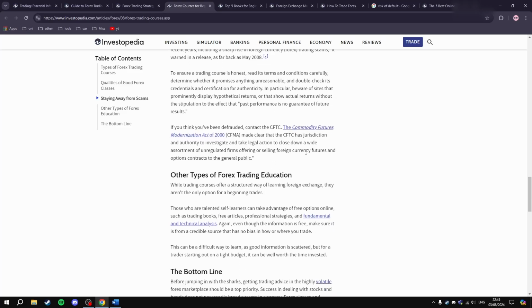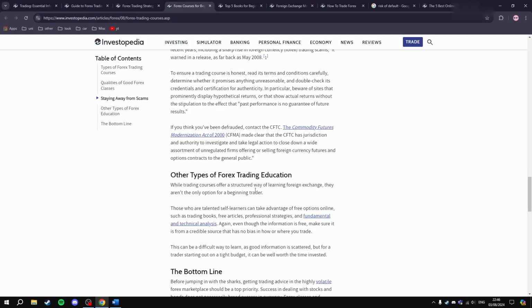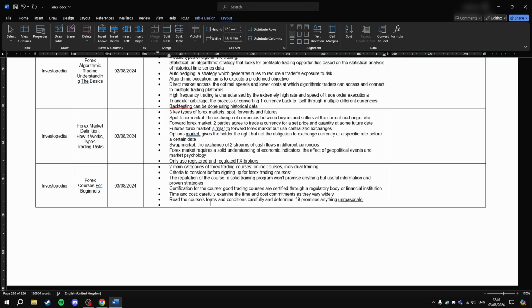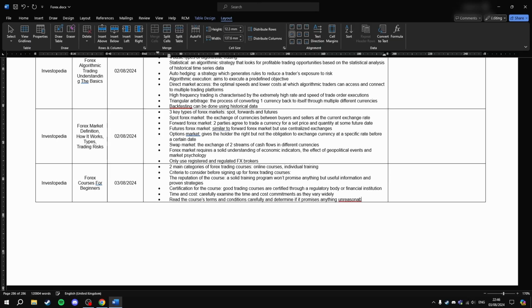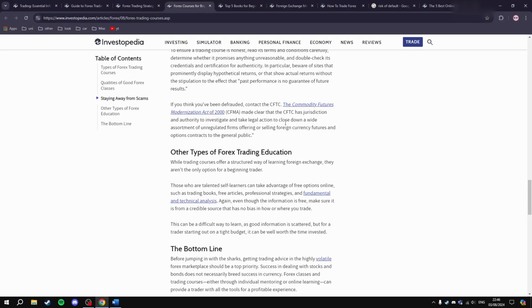To ensure a trading course is honest, read its terms and conditions carefully. Determine whether it promises anything unreasonable. And double check its credentials and certification for authenticity.